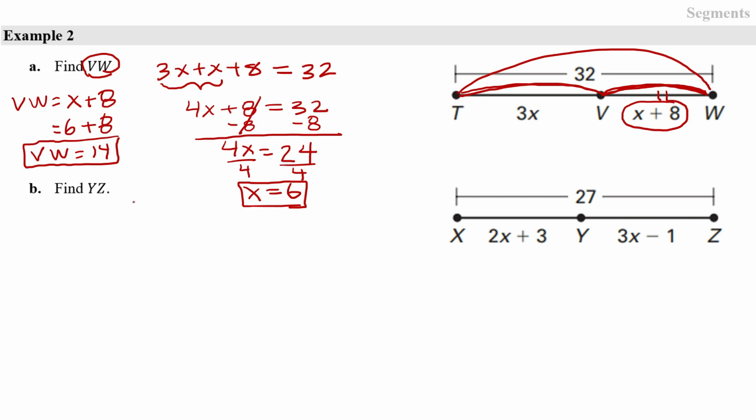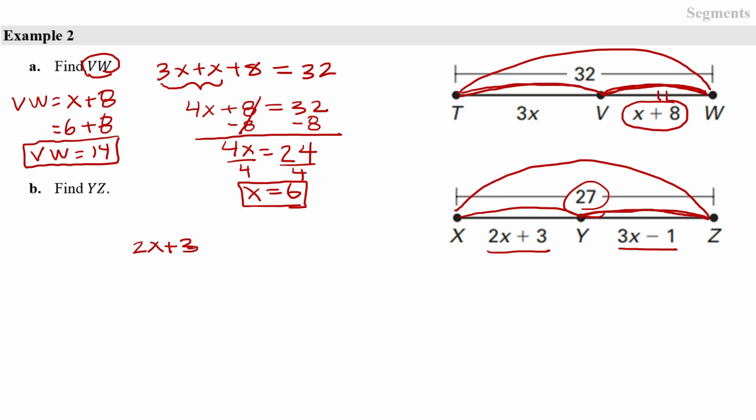All right, for B, find the distance of YZ. YZ is kind of the same thing here on the right side, so our setup is going to be the same. We know that this piece plus that piece is equal to the whole piece. So I can say 2x plus 3 plus 3x minus 1 equals 27. So 2x plus 3 plus 3x minus 1 is equal to 27. I can combine our terms, and 2x plus 3x is going to be 5x.